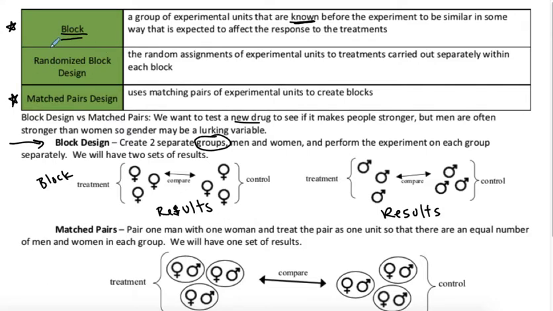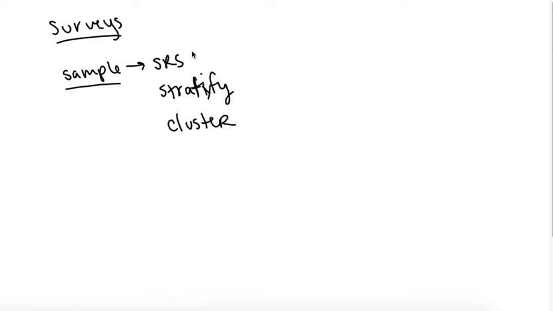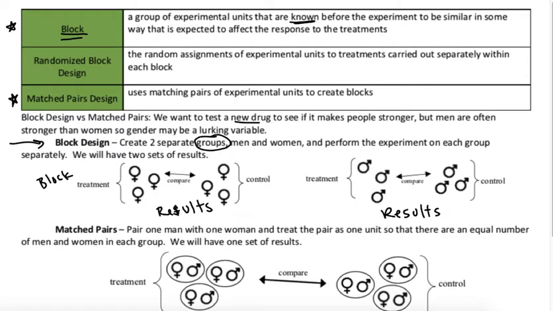Okay, so randomized block is similar to what we did with stratify. When we stratified, we said, hey, there's a known difference. I'm going to break those up to make sure they're represented well. This is the same idea. In an experiment, instead of sampling and making sure, now we're randomly assigning. So we want to make sure each of those groups are represented.